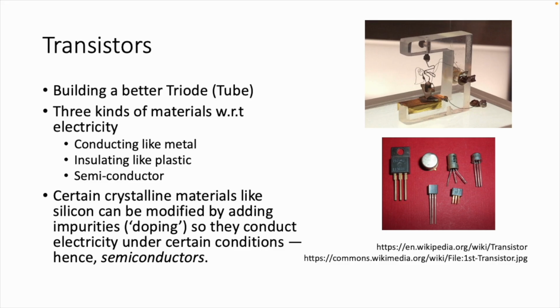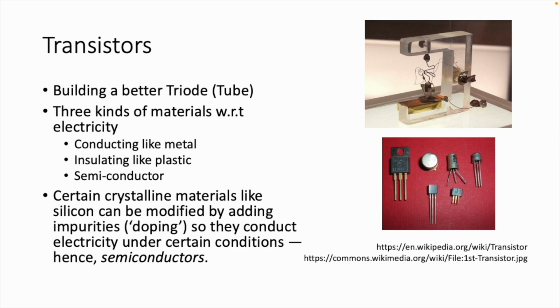And there are three basic kinds of materials with respect to electricity. There are conductors, like metal. This is a wire. Inside the wire is metal. Then there are insulators, like plastic. The outside of this wire is plastic. That's why if there's electricity inside the wire, you can grab it by the plastic because the plastic insulates you.